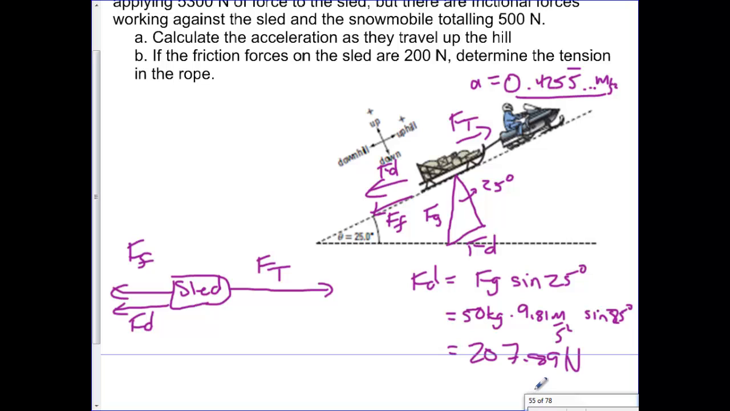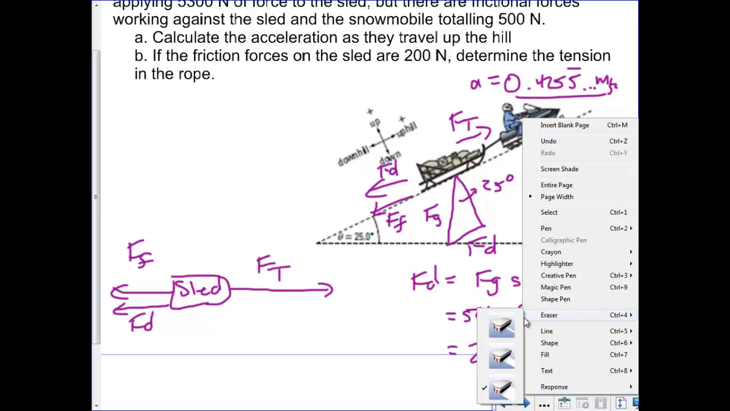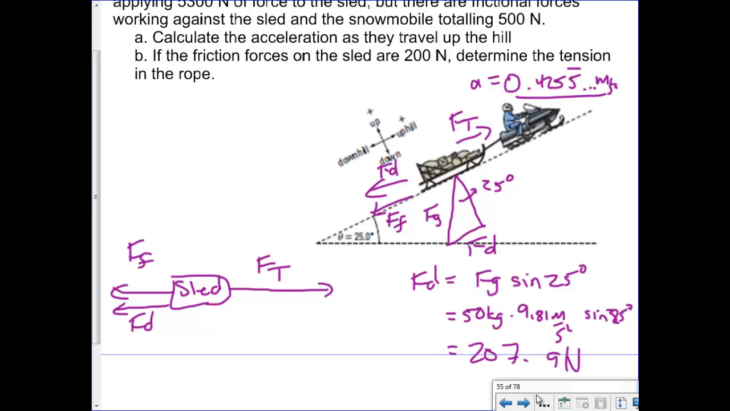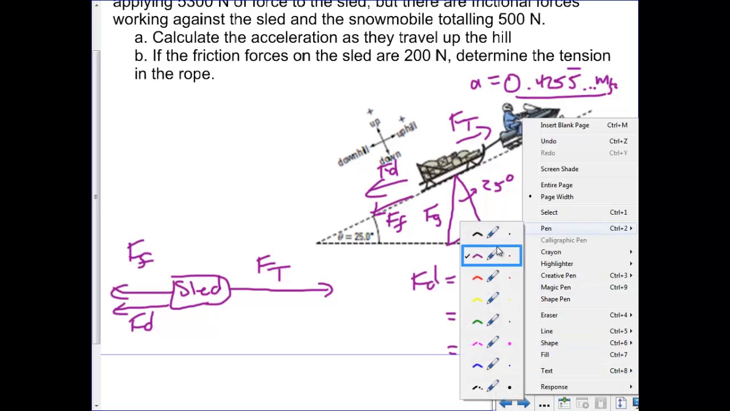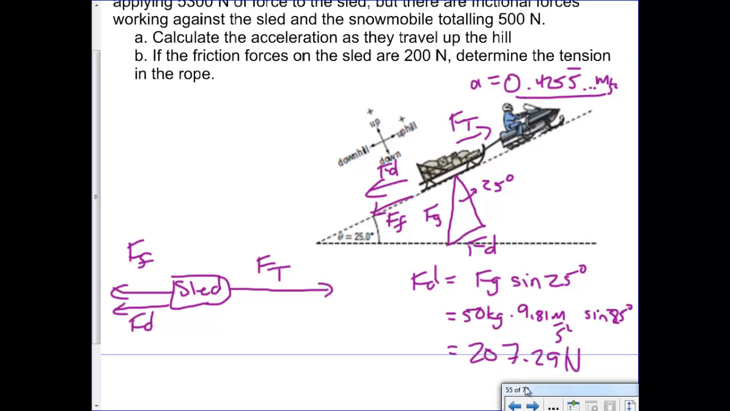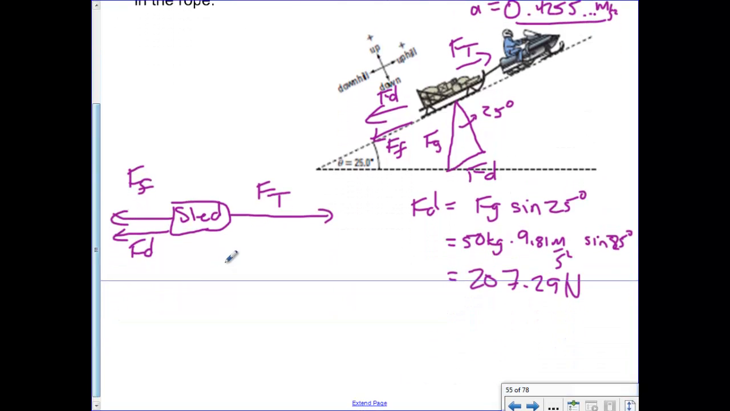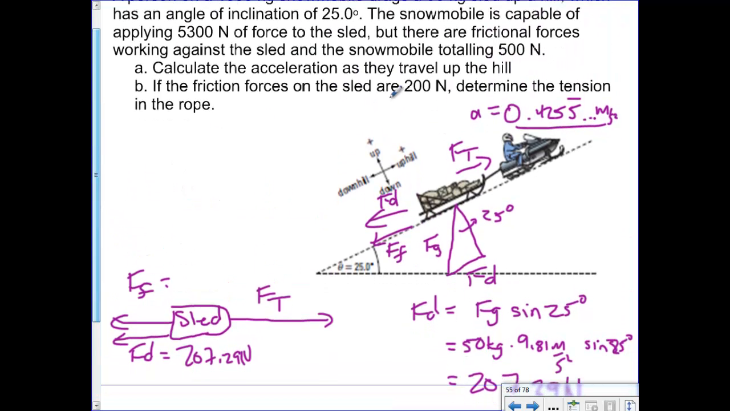Any issues on that? I got 207.80. No, 29. Thank you. I was like, I got 25. Thank you. Good catch. 207.29. Okay. So let me make my free body diagram here. Tension is pulling this guy up the hill, but there is a downward force pulling him down at 207.29. And I told you the friction force. I said the friction force just on the sled is 200 newtons. So that guy's 200 newtons.